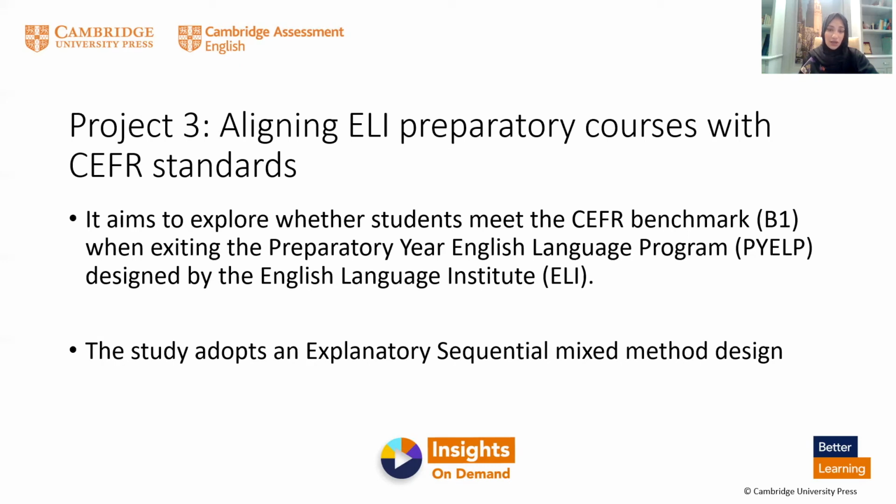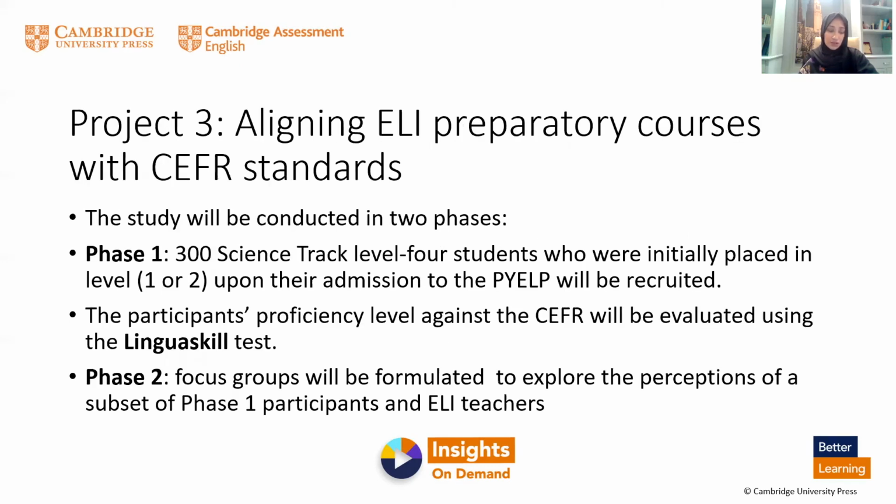Now, the study will be conducted in 2 phases. In phase 1, 300 students who are currently at level 4, which is the last level in the program, and who were actually initially placed in level 1 and 2 upon the admission to the program, will be recruited.